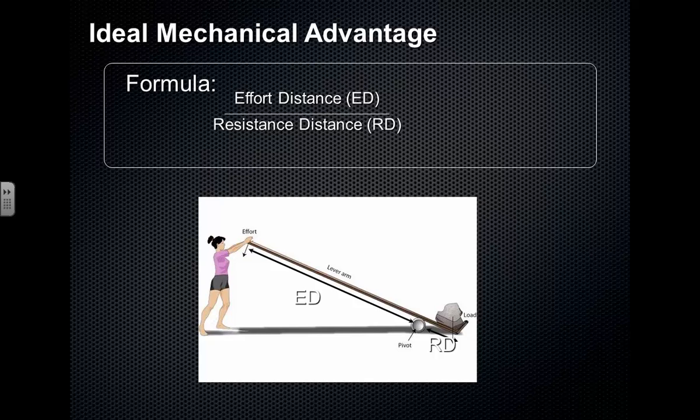Ideal mechanical advantage is a different formula. It's the theoretical advantage that this machine would give. And so what we have is distances. The distance you would apply the force is called the effort distance. Resistance distance is the distance the object actually moves.